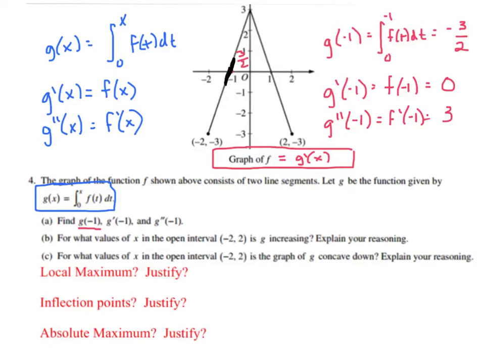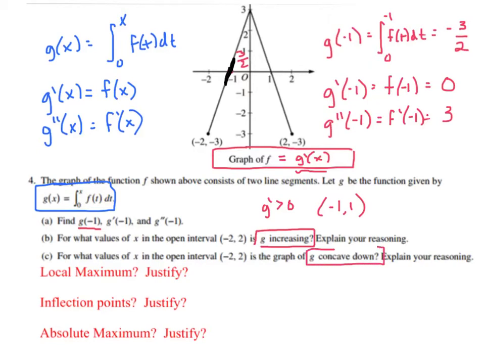Next, for what values on the open interval is the graph increasing? Well, g is increasing when its derivative is positive. We have the derivative. So it's from negative 1 to positive 1. And we've really done both things here. It says for what values and explain your reasoning. We've done that. It's from negative 1 to 1, and my reasoning is that's where g prime is greater than 0. For what values is the graph concave down?